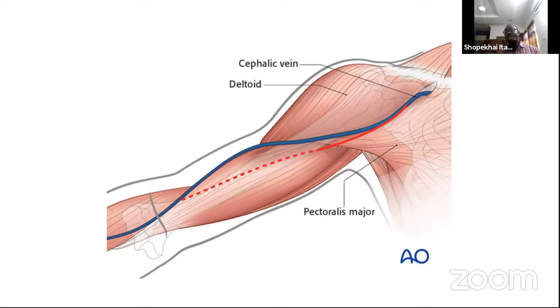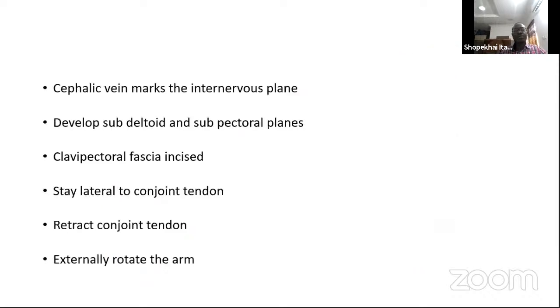What you will then see is the clavipectoral fascia, and we will see the coracoid process right there in front of you. So the clavipectoral fascia is incised. The point of incision is from the tip of the coracoid process, staying laterally. Ensure that you're always lateral, because on the medial side, you have important neurovascular structures, including the brachial plexus. So stay laterally and split the clavipectoral fascia, and then you have the conjoint tendon to address.